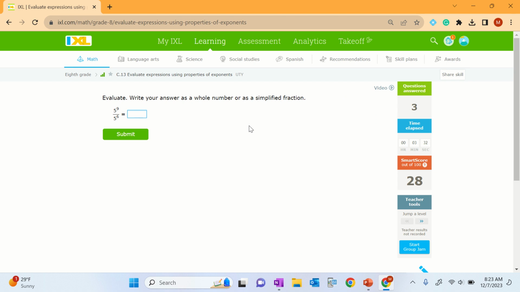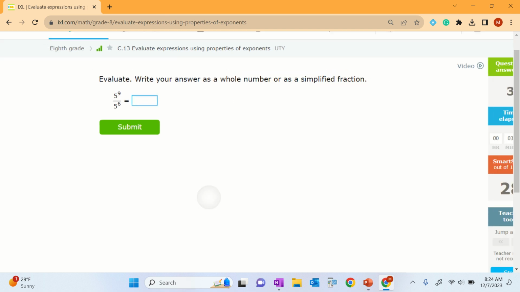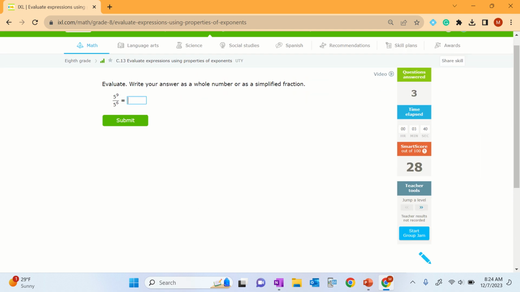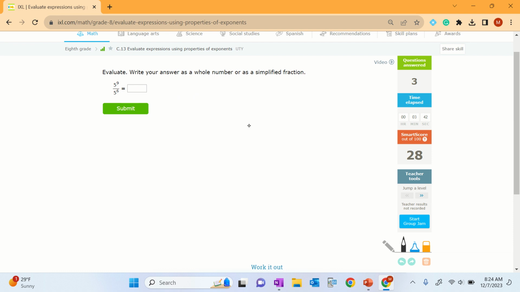Let's keep going. 5 to the power of 9 divided by 5 to the power of 6. Look for the larger exponent. That larger exponent is in the numerator. So we've got 5. That's going to be in the numerator. 9 minus 6, we get 3. That's going to be 5 times 5 times 5. 5 times 5 is 25. 25 times 5 is 125.